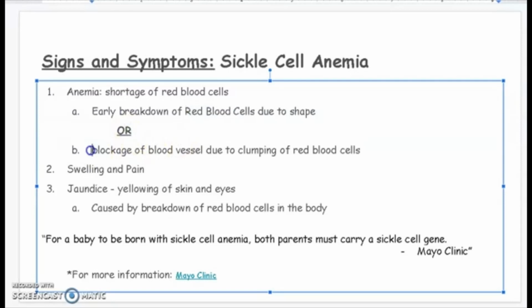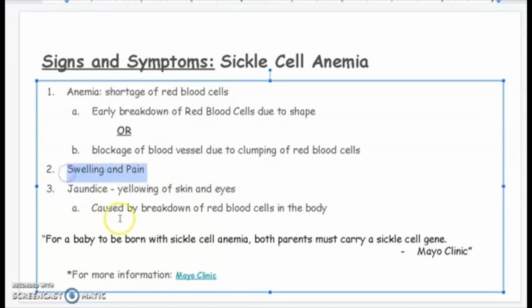Or the red blood cell can clump up together because of the sharp edges on the side. They can actually clump together or get caught in corners. And this results in the blockage of the blood vessel. And that blockage can lead to a shortage, or blood can't even reach an area of the body. And so it leads to a shortage of red blood cells in the body or in an area.